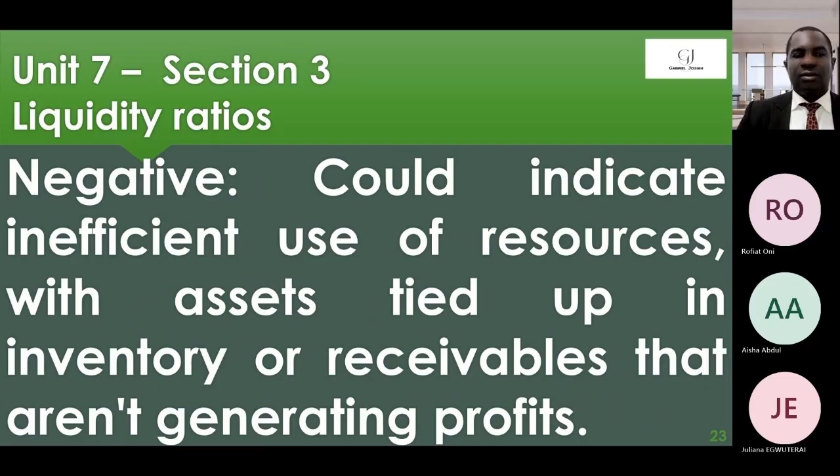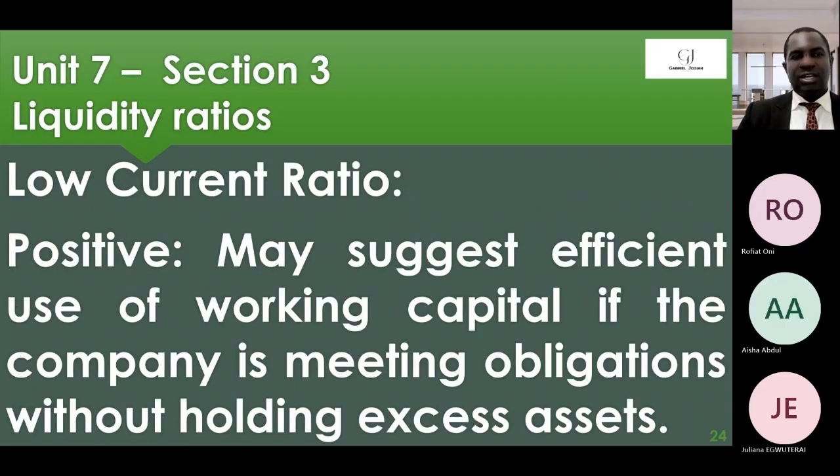While negatively, with a high current ratio you are inefficiently using your current assets, in the form of assets tied up in inventory and receivables, and they are not generating profits or helping you to meet your day-to-day obligations.